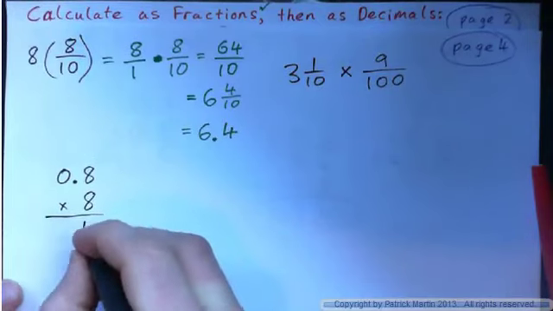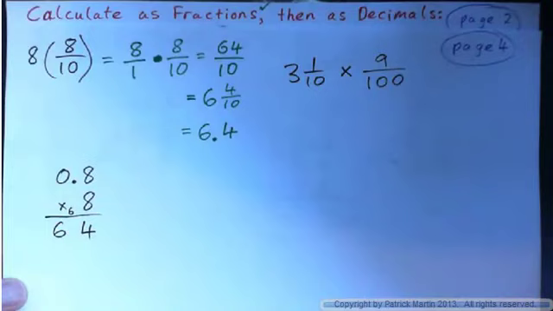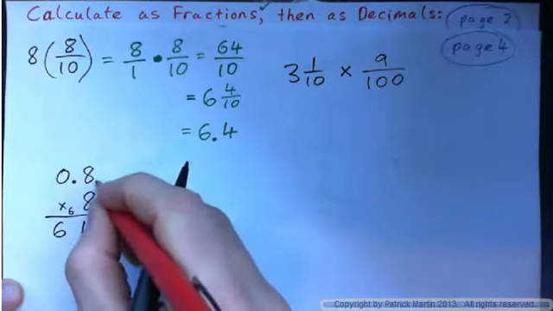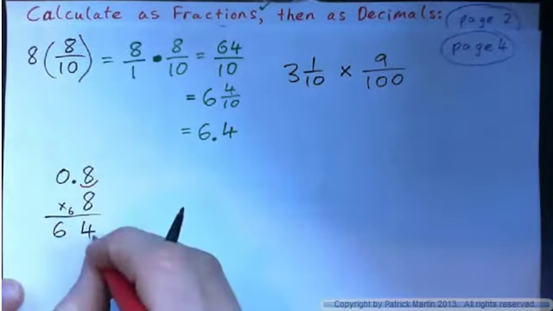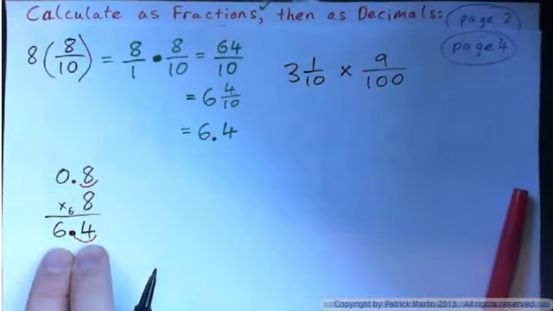8 times 8, 64, carry the 6. 8 times 0 is 0 and 6. How many decimal points in the question? There was just one, wasn't there? So we just put 1 in the answer, and of course we get 6.4. Okay, so that works out, right?